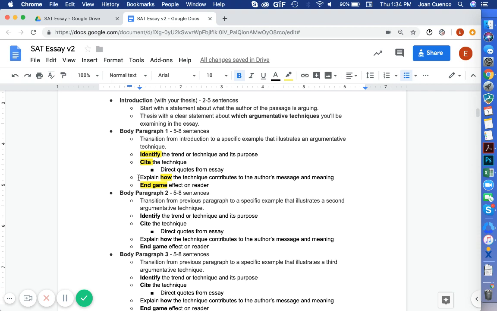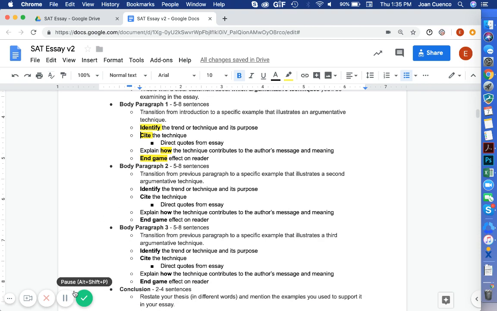And number 4 is a concluding sentence. What is the end effect on the reader when the author uses this technique? So you'll find this paragraph format with these 4 ingredients in the sample essay we provided. What would be a good thing to do is pause the video and go back to the sample essay we have from a student and look for these 4 items in paragraph 1 so you can see how these 4 things are used in a body paragraph.